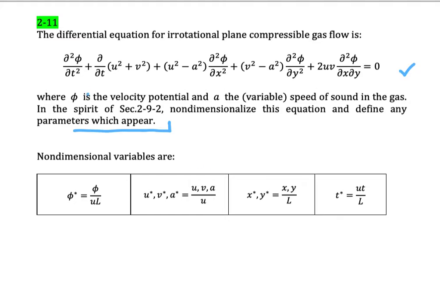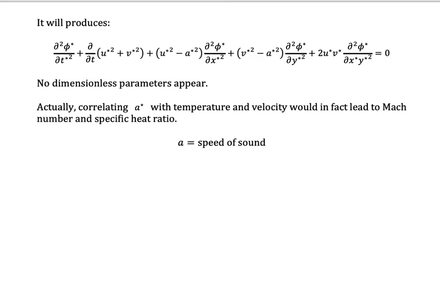So for example, we look at all the parameters here. We have phi, we have t, we have u, v, and A, and so on. Okay, so we have the non-dimensional variables listed like this. And then we substitute all the parameters, and then we found that if we factorize that, there is no dimensionless parameter appearing.